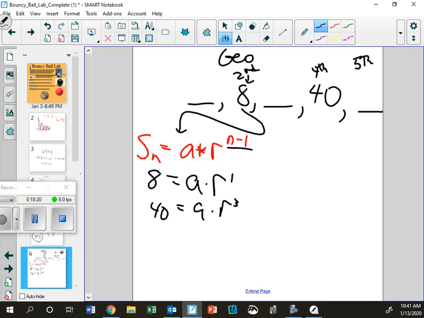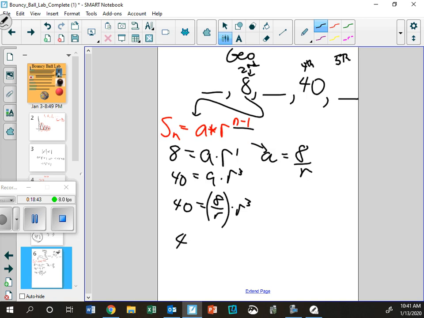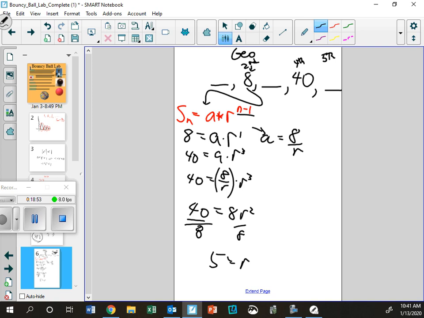And now, if 8 is equal to AR, then I could solve for A or R. Doesn't matter. I'm going to solve for A. That'd be equal to 8 over R. Then I could put an A right there. A is, I just solved it right there from the first one, 8 over R times R to the third. You should have been able to do this. 40 is equal to 8R squared. Divide by 8. And I have 5 equals R squared. And R is the square root of 5.